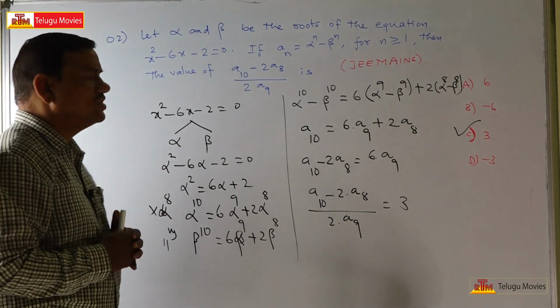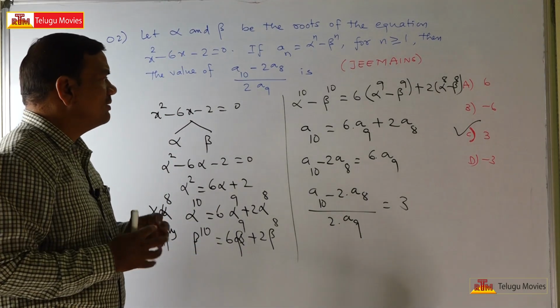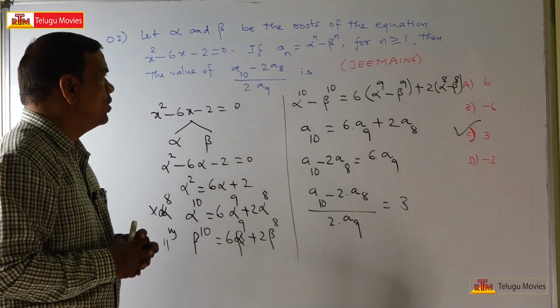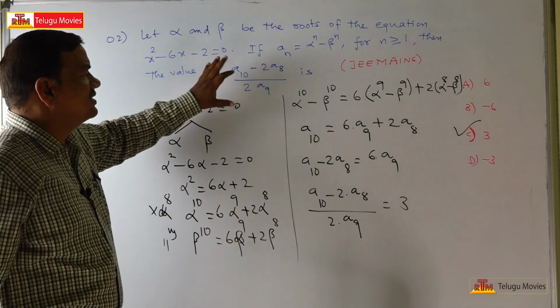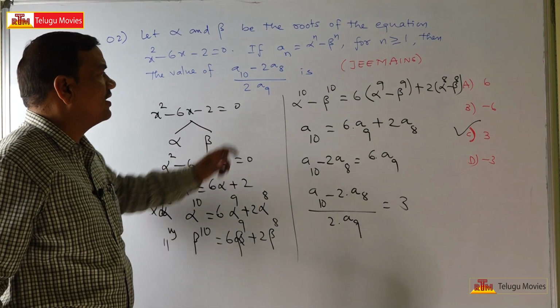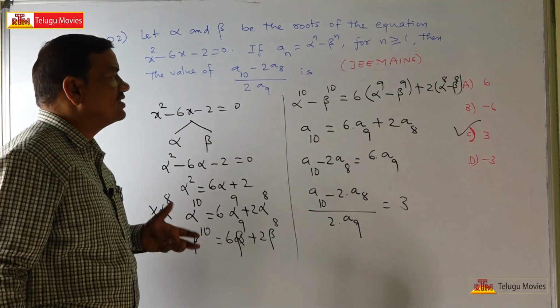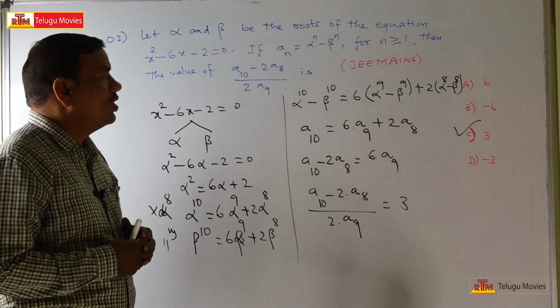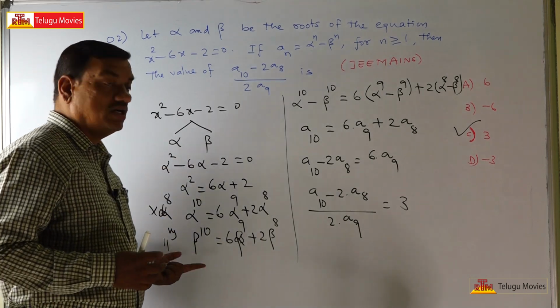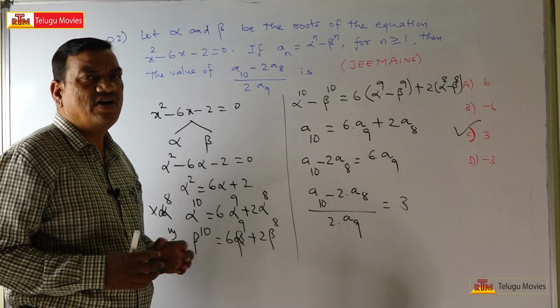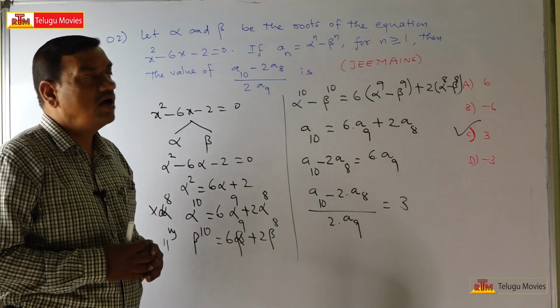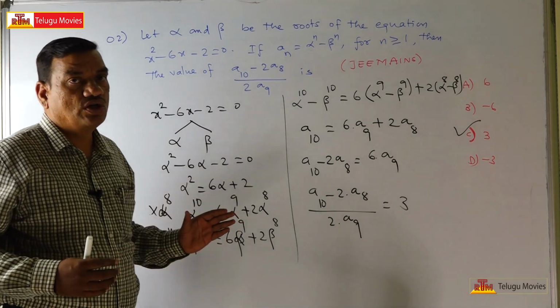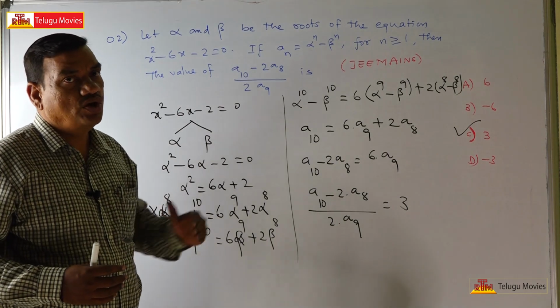So, such a logic problem this is. Some general students, what will they do? First they will start with a10 means alpha power 10 minus beta power 10, plus 2 times a8 means alpha power 8 minus beta power 8, and taking common outside like this they will do. But if you proceed like this, I think this is the easiest method. Okay now. I hope that you understand this solution. So, let us move to the next problem.